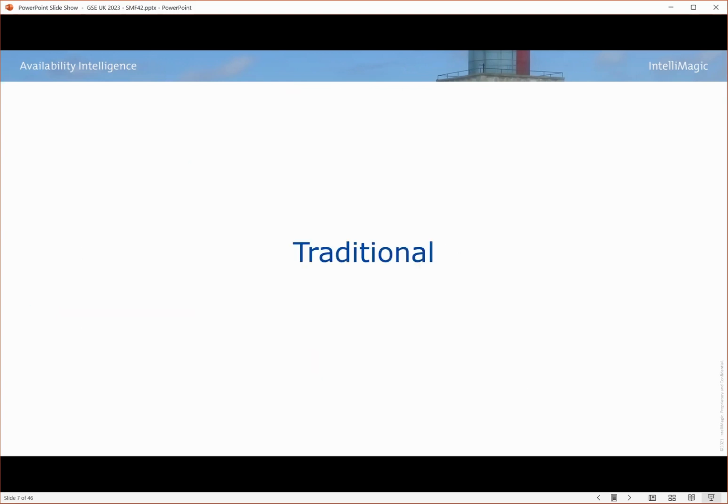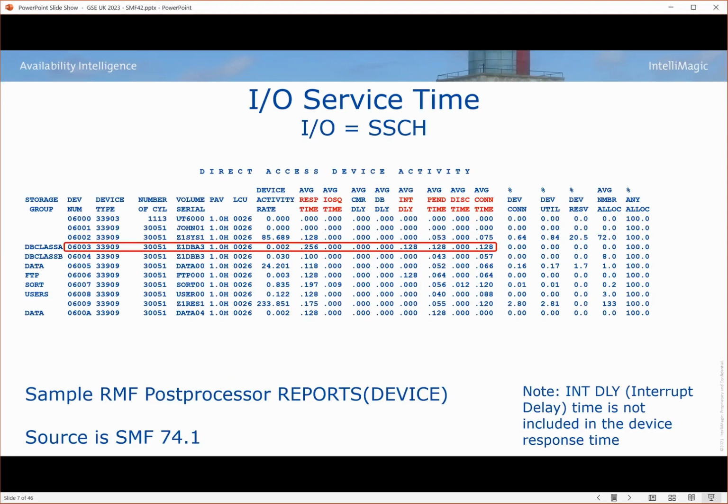So let's look at this first part, namely traditional IO. I'm including an RMF post-processor report based on the SMF74 subtype 1 data. So what we're looking at here is a disk system which is not very active. And I've highlighted just one particular volume, purely just to look at some of the components of response time that are available in this static report.